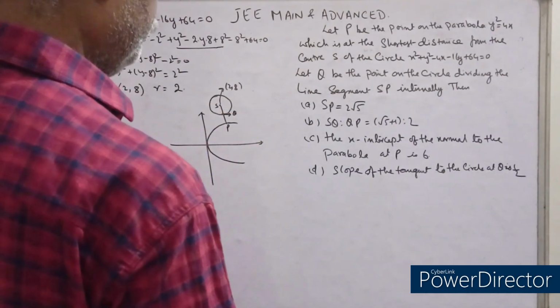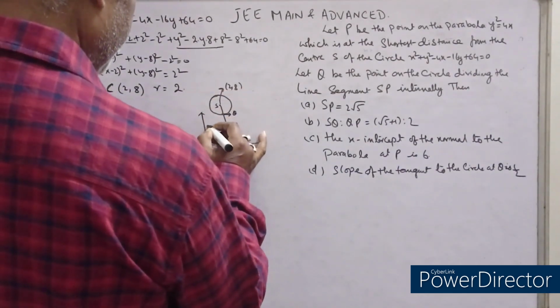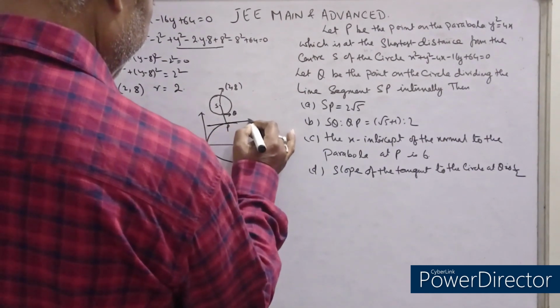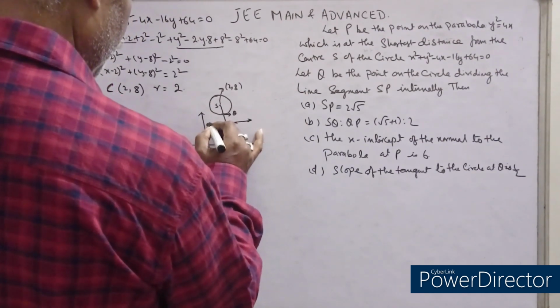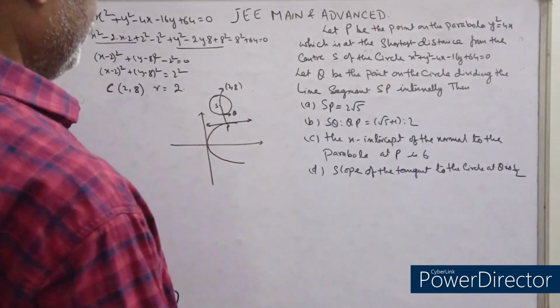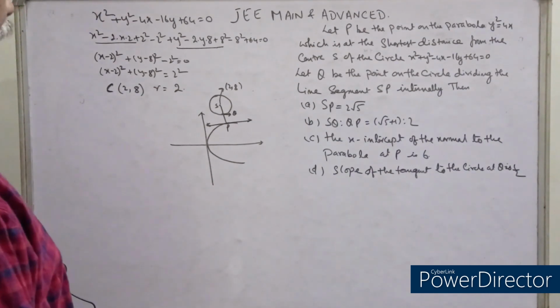Now, that means this is the shortest distance. That means here if you draw a tangent, this is the tangent. So here SP is perpendicular to the tangent. Your SP, this is the shortest distance which is perpendicular to the tangent.